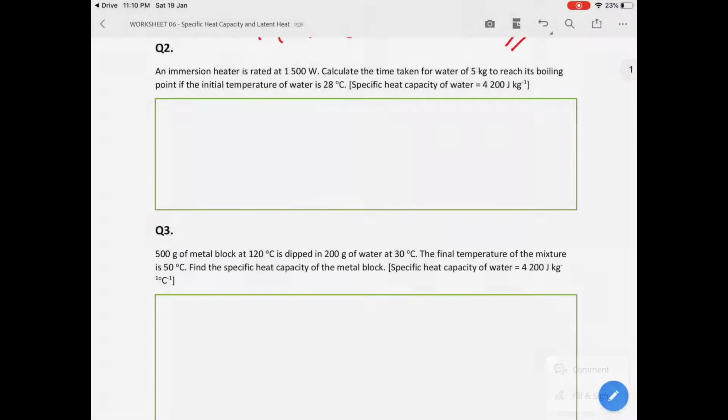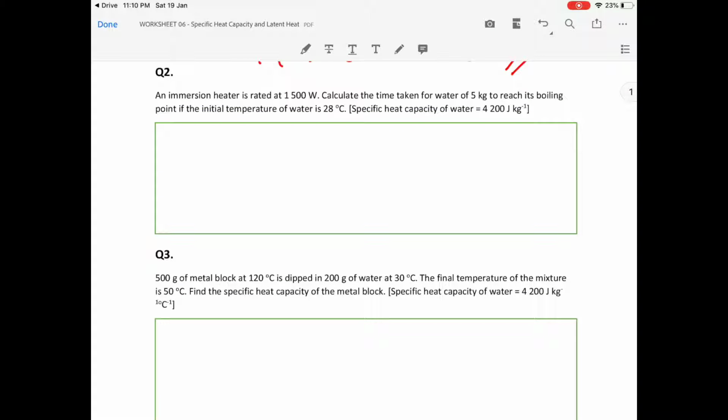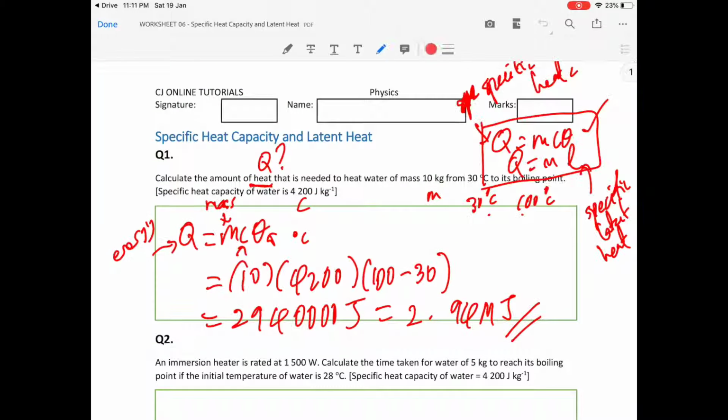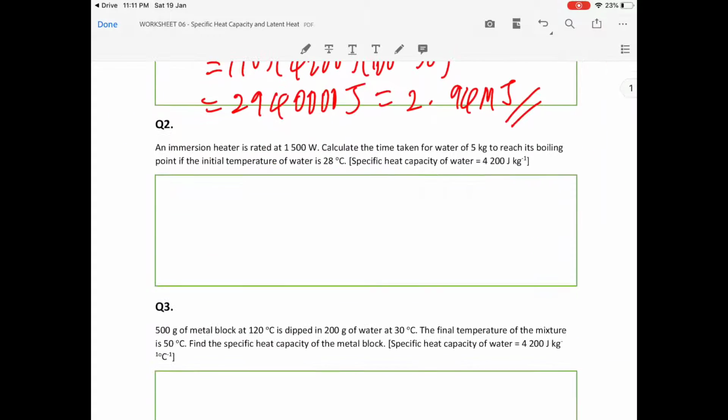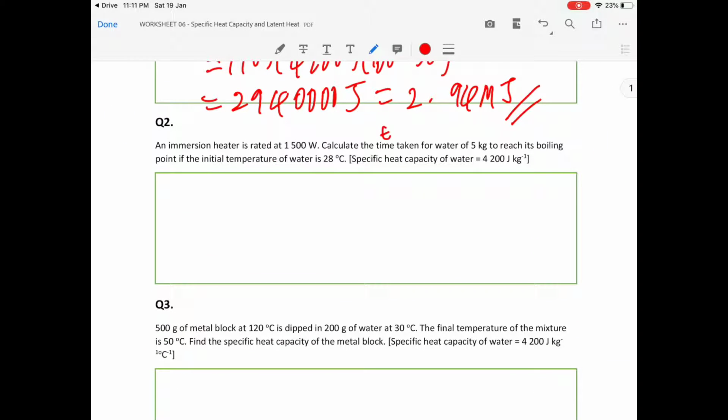This question is very interesting. It doesn't give you any energy, however it gives you power. It says that an immersion heater is rated at 1,500 watts. Calculate the time taken for water of 5 kilograms to reach its boiling point if the initial temperature is 28 Celsius. So we are bringing water from 28 Celsius to 100 Celsius, and we're supplying 1,500 watts of power.